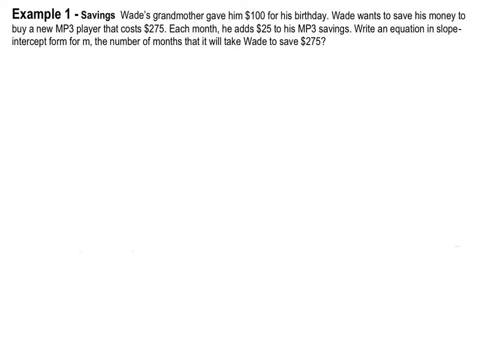So Wade's grandmother gave him $100 for his birthday. Wade wants to save his money to buy a new MP3 player that costs $275. Each month, he adds $25 to his MP3 savings. Write an equation in slope-intercept form for m, the number of months that it will take Wade to save $275. So again, we need to remember that slope-intercept form is y equals mx plus b. So that's the format we want to set this up in.